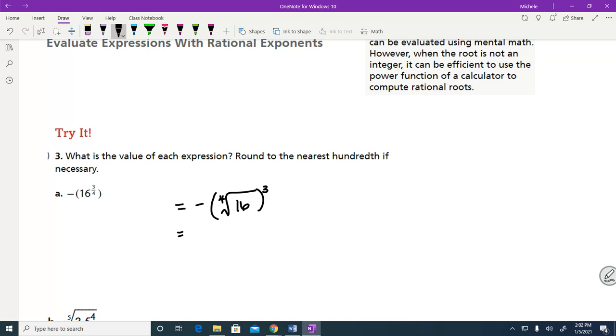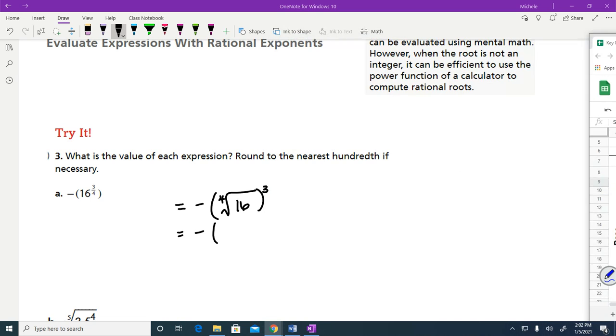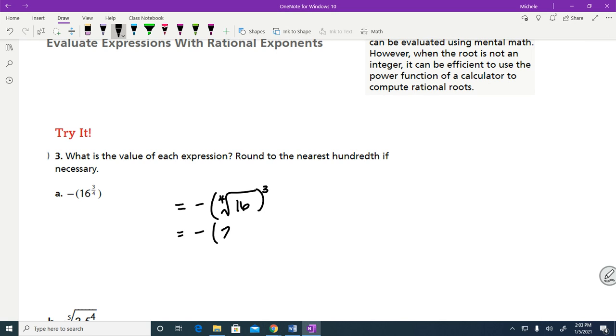So let's evaluate here. The 4th root of 16, if I grab my power chart once again, 16 is right here. The 4th root of 16, I'm on the 4th power, so the 4th root of 16 is 2. So 2 to the 3rd. And remember, we follow order of operations, so that says that I need to do the exponents. So 2 cubed is 8, so this is equal to negative 8. So that one I did not need a calculator for.